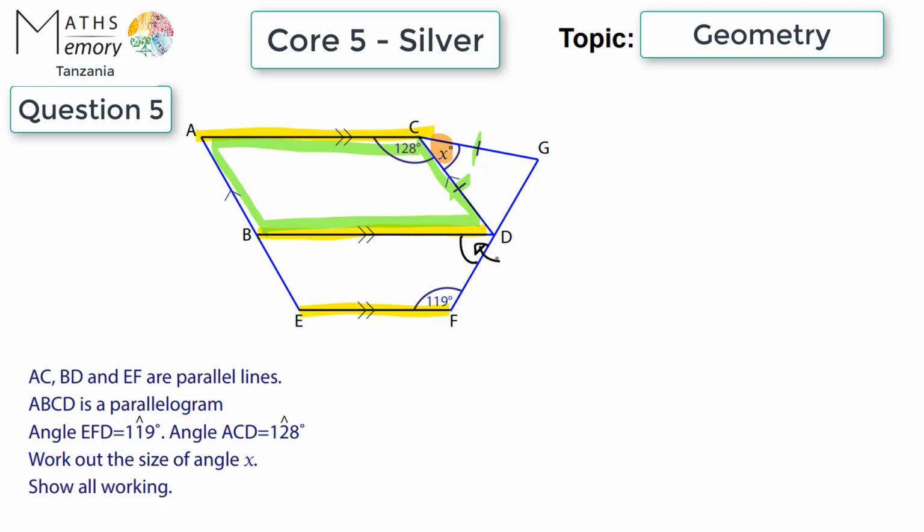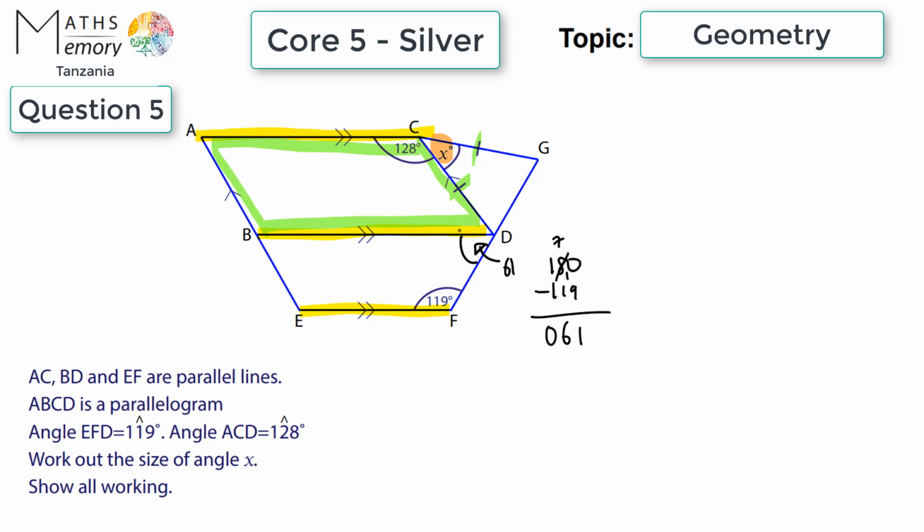Okay, so this has to be 180 take away 119. So if we do that, a bit of mental maths over here. 10 take away 9 is 1. 7 take away 1 is 6. So it's 61. This is 61 degrees, angle BDF. What else do we know from here?